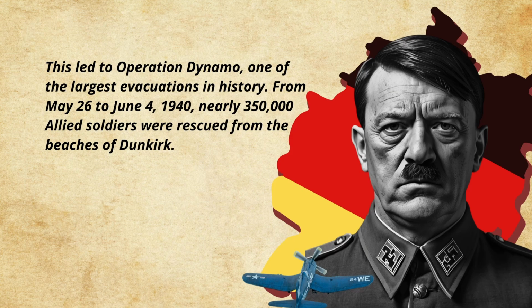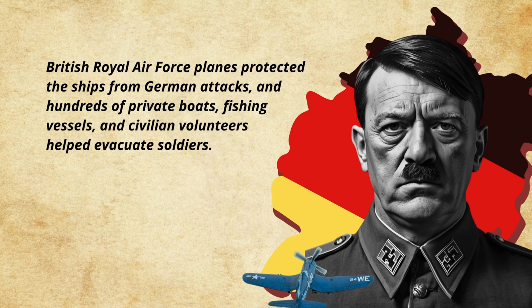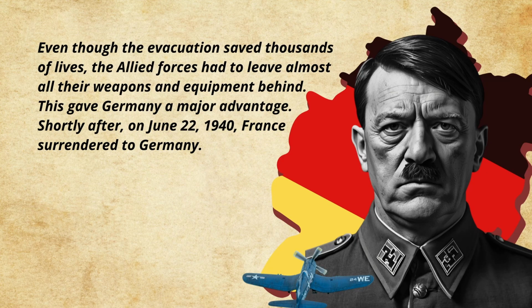From May 26 to June 4, 1940, nearly 350,000 Allied soldiers were rescued from the beaches of Dunkirk. British Royal Air Force planes protected the ships from German attacks, and hundreds of private boats, fishing vessels, and civilian volunteers helped evacuate soldiers. Even though the evacuation saved thousands of lives, the Allied forces had to leave almost all their weapons and equipment behind. This gave Germany a major advantage.